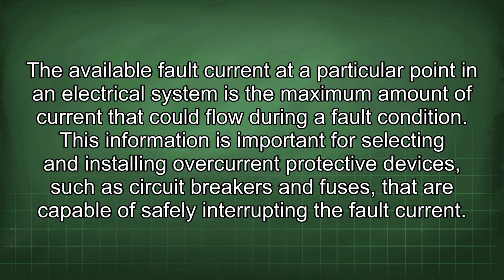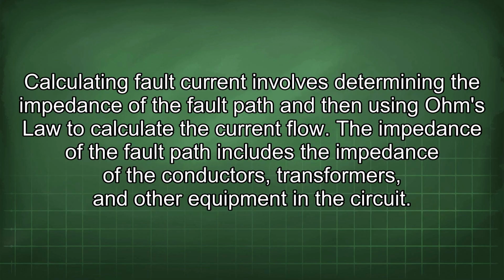The available fault current at a particular point in an electrical system is the maximum amount of current that could flow during a fault condition. This information is important for selecting and installing overcurrent protective devices such as circuit breakers and fuses that are capable of safely interrupting the fault current. Calculating fault current involves determining the impedance of the fault path and then using Ohm's law to calculate the current flow. The impedance of the fault path includes the impedance of the conductors, transformers, and other equipment in the circuit.